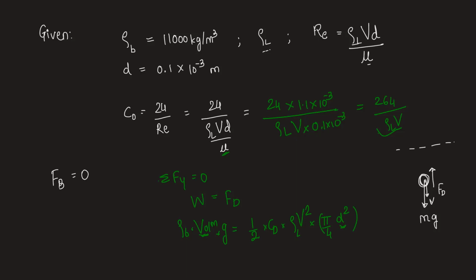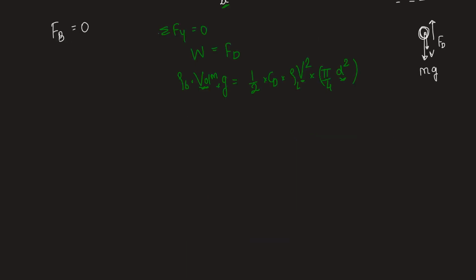So let's substitute whatever we know and then simplify it to find out V. Rho B we know as 11,000 into volume can be written as 4 by 3 into pi into R cube. So it will be D by 2 whole cube into g is 10 meter per second square, which is equal to half into CD we found out as 264 upon rho L into V, into rho L into V square into pi by 4 d square.